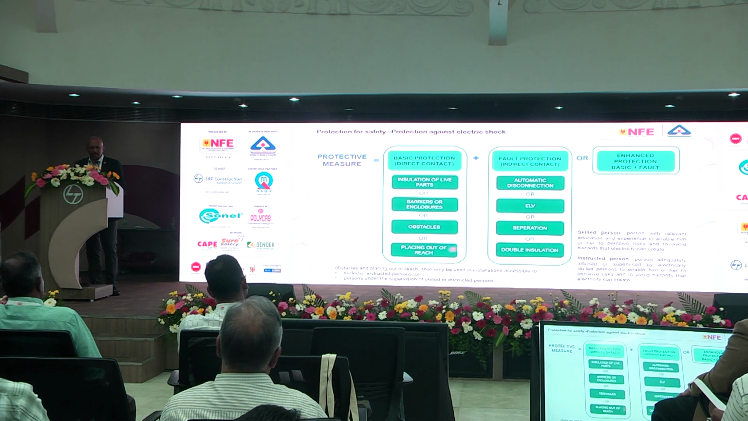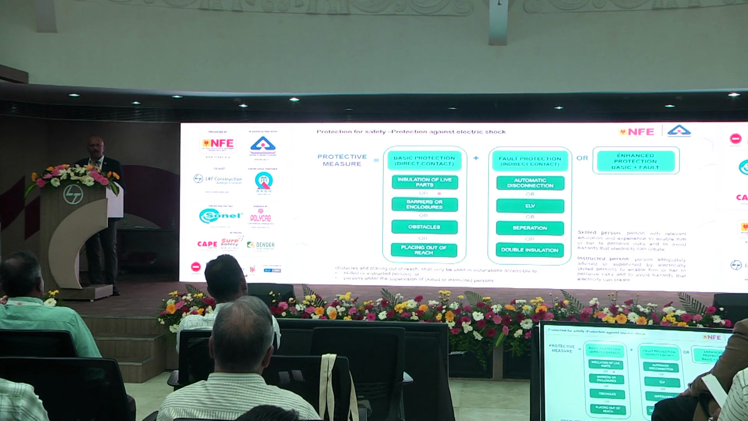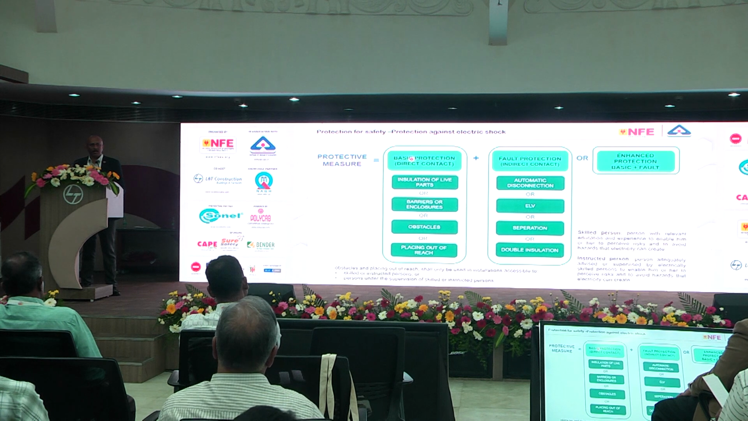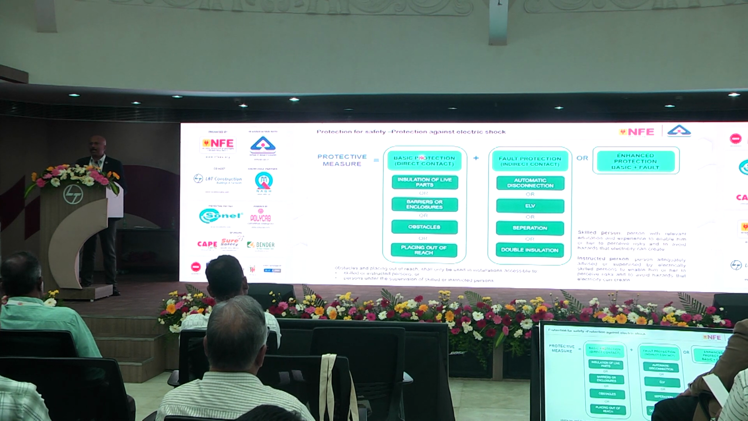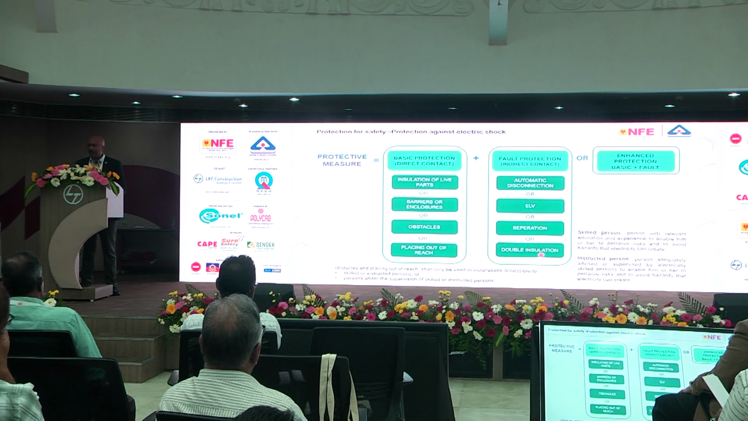Now, with respect to basic protection, there are several basic protective measures such as insulation of live parts, barriers or enclosures, obstacles, placing out of reach. These are the 4 recognized basic protective measures. Now, basic protection is not always enough. In a good installation where you have basic protective measures, due to a fault, a person may get electrocuted. In order to avoid that, the fault protective measures are also required. For example, automatic disconnection, extra low voltage, separation, double insulation. These are the fault protective measures.